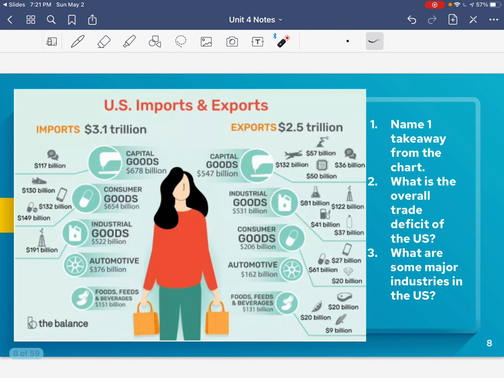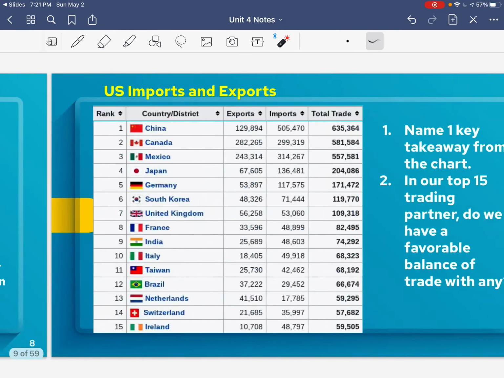So take a look at this chart in your notes. This chart is as of 2019. Just looking at the chart, what's the first thing you notice? What's the first takeaway you take from the chart? That's number one. Number two, what is the overall trade deficit of the United States? Like, how much are we in the negative, in a sense, when we look at our net exports equation, exports minus imports? And then what are some major industries in the United States? What do we do that we are exporting that's making us a lot of money? So pause this video, and answer those questions in your notes.